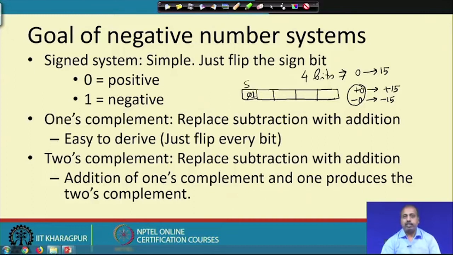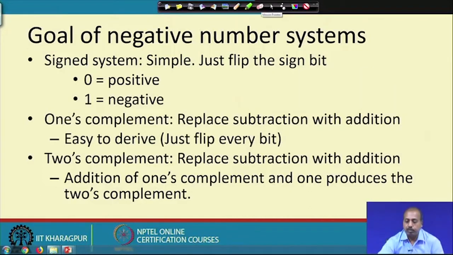But apart from that, this representation is very simple. If you have to convert a number from positive to negative or negative to positive, you just flip the sign bit of the number. So, this is the sign magnitude system, very simple, and it can be used for representing negative numbers.